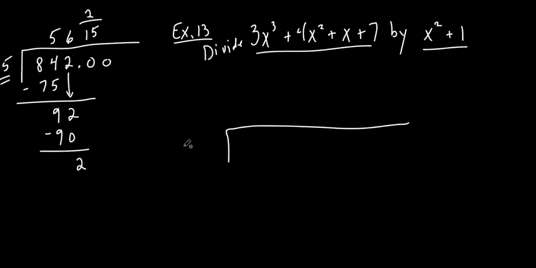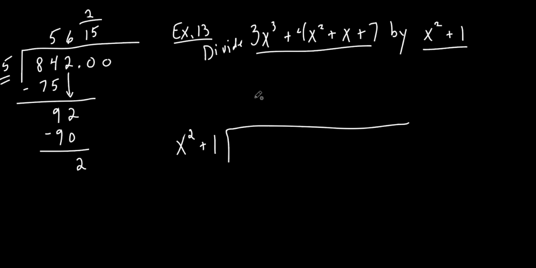What's going to go on the outside? We're dividing it by x squared plus 1. So what's going to go on the outside? Well, it's not an x plus 1. It's a what? X squared plus 1. Okay. What's going to go in the box? This would be on the top, right? This divided by this. So this thing goes in the box.